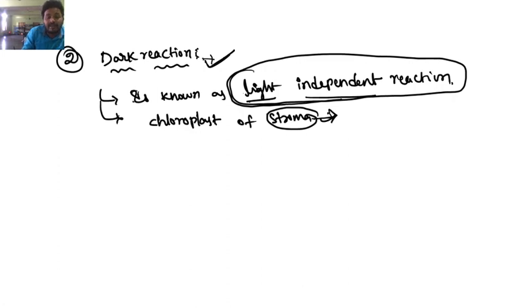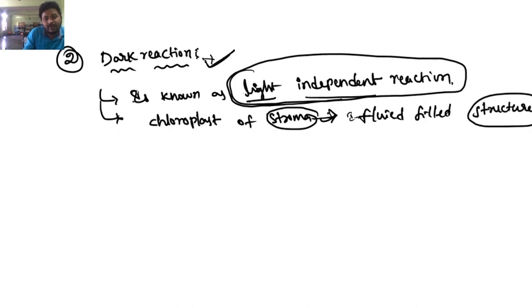Stroma is an intermediary fluid filled structure. At the same time it activates the enzymes for the reactions, and helps in the preparation of starch.